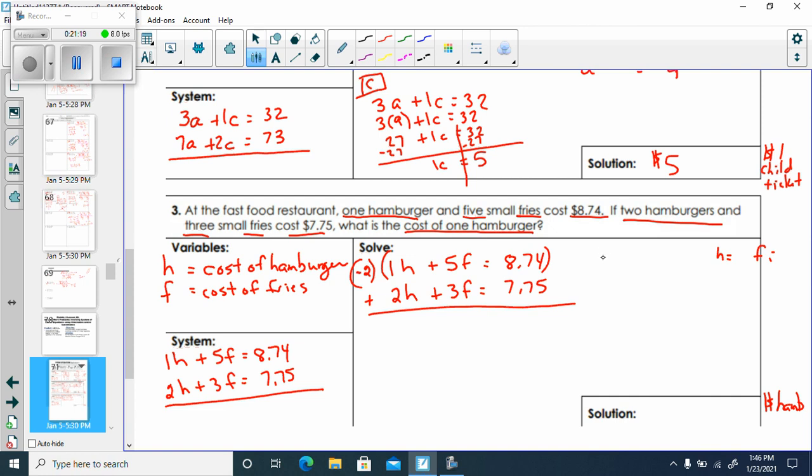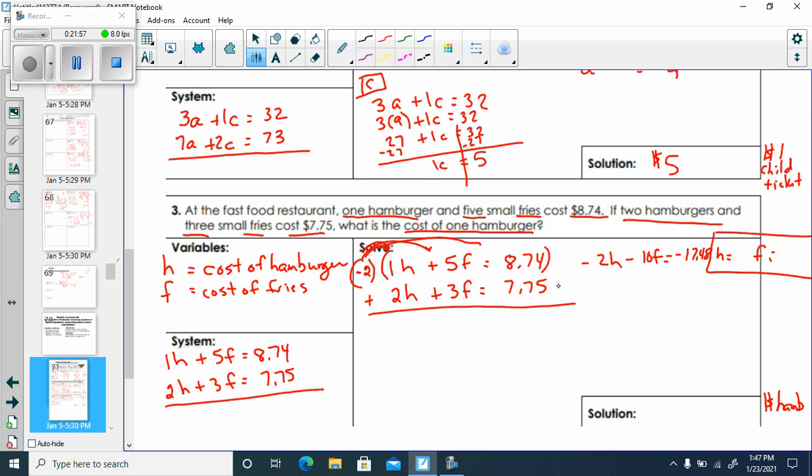That would be negative 2h, see, we're using our distributive property, minus 10f, and let's multiply 8.74 times negative 2. 8.74 times negative 2 would give you negative 17.48, equals negative 17.48. I'm going to put that over there so we don't see it, okay?